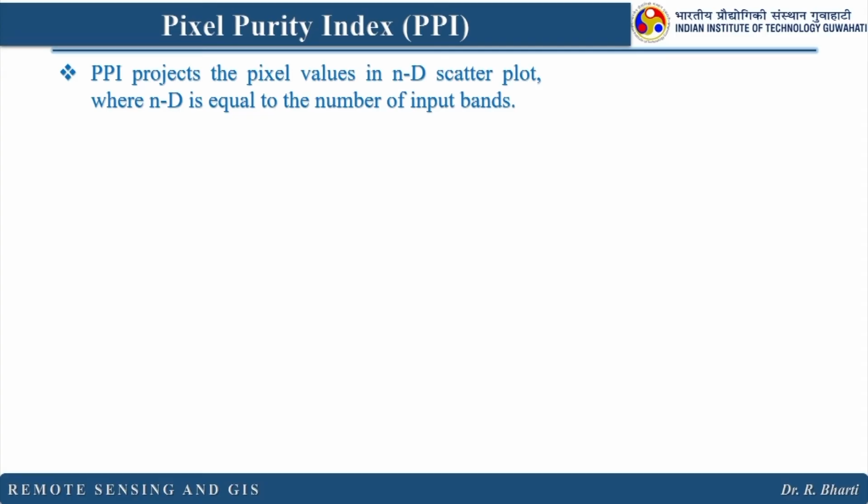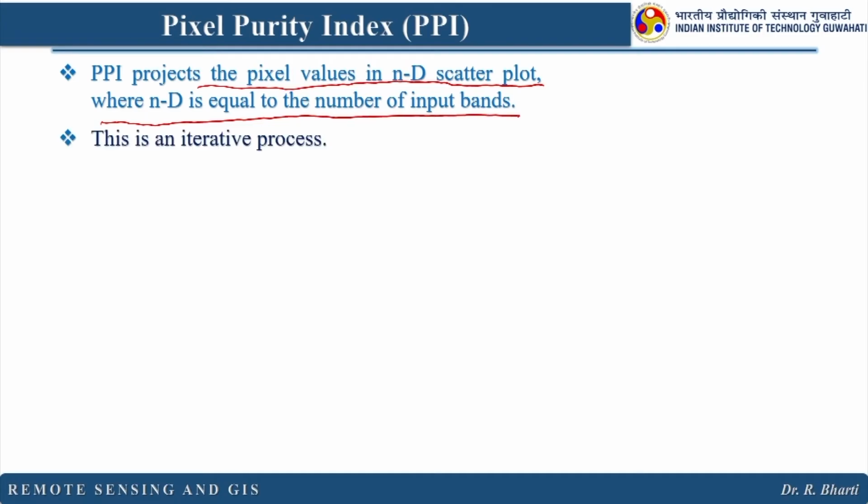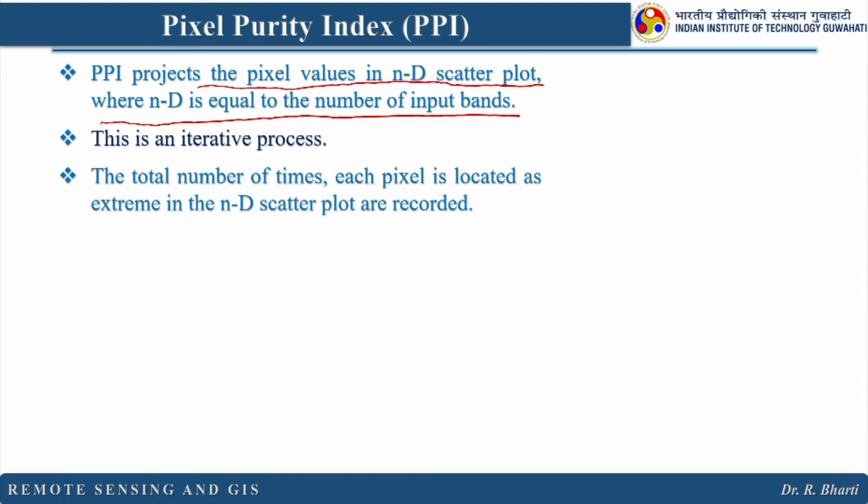Why is this an ND scatter plot? Because here ND corresponds to your number of input bands, right? So if you are using hundreds of bands, then it is a 100 dimension scatter plot. That means PPI projects the pixel values in a scatter plot where ND is equal to the number of input bands. This is an iterative process, so it has to be critically reviewed so that you can find only the pixels which are coming in the extreme. That I will explain to you.